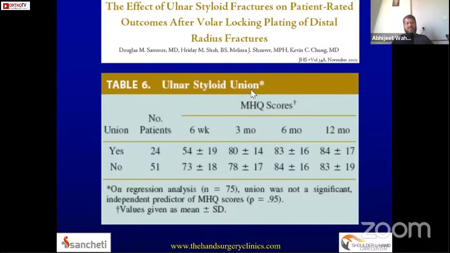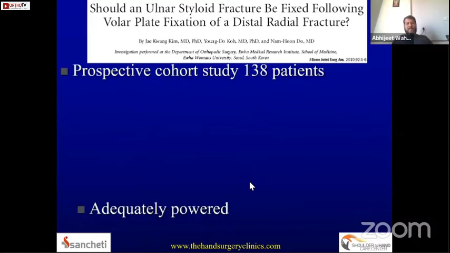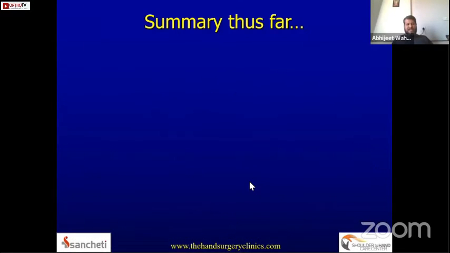Another study from Douglas Sammer and Kevin C. Chung looked at the Michigan Hand Questionnaire, and they concluded that with a stable DRUJ after a distal radius fracture which has been fixed and all parameters have been restored, regardless of the ulnar styloid fracture size, the degree of displacement, or the presence or absence of non-union, their patients went on to have good outcomes. So I'll just rush through these slides in the interest of time.